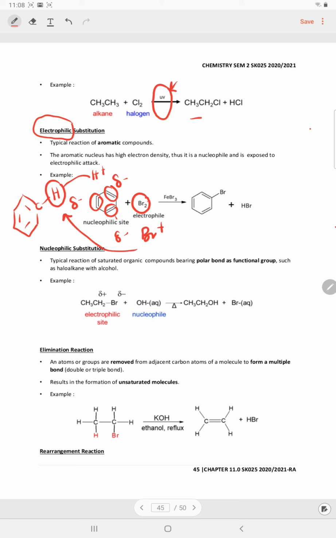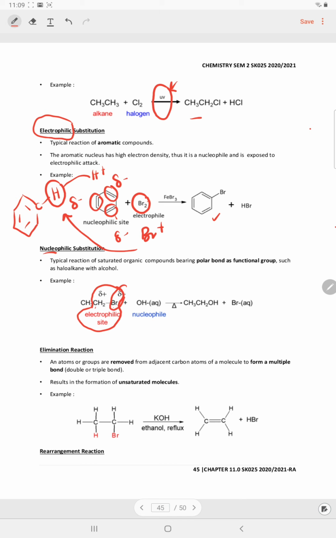So this we can call electrophilic substitution reaction. In a nucleophilic substitution reaction, you must have the electrophile, which is the saturated compound. For example, we have a partially positive and partially negative. So the chemical reaction takes place at the functional group.